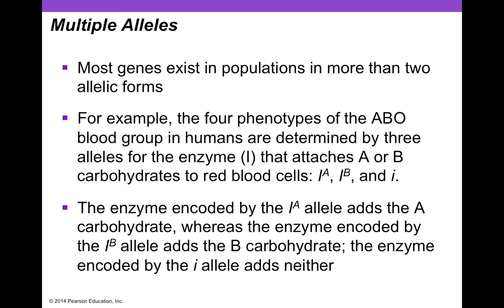Another type of inheritance pattern comes from having more than two alleles for a particular trait. Remember that there are two alleles for a gene. We get one from mom and the other from dad.